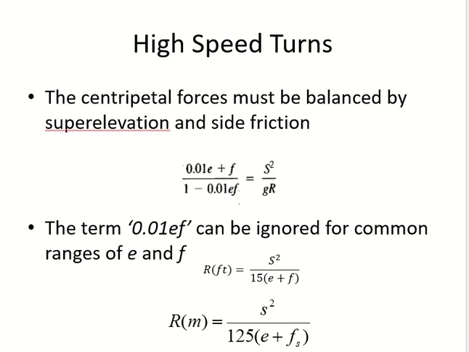Now I'm designing a curve, so I'm looking for which value? R, which is the radius of the curve. I will take the radius on one side, everything else on the other side. So this is the equation with the radius. So what do we have here? We cancel out this term. Now we have 15 here.